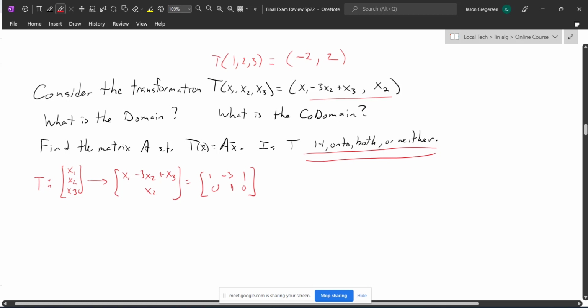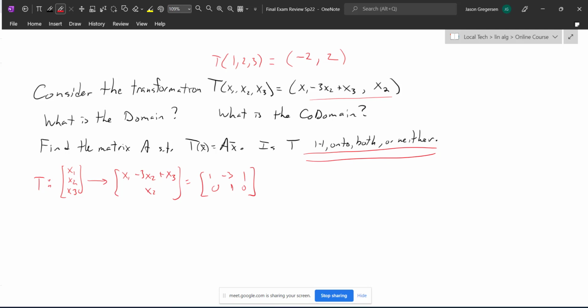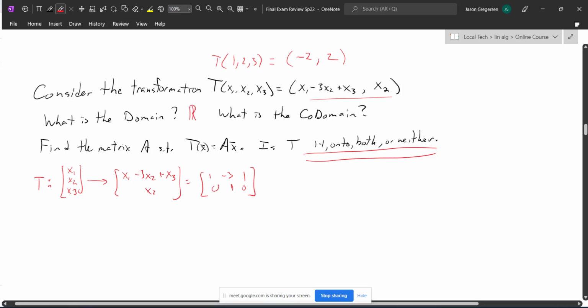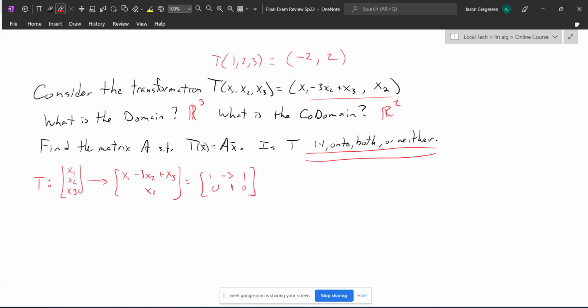So the idea is that I'm inputting a list of 3 numbers and outputting a list of 2 numbers. That tells me my domain, the set of inputs, is R3. And the codomain is R2. All of my outputs live in the space that is R2. I might not be able to get to all of them, maybe I will, but that's the codomain where the outputs live.